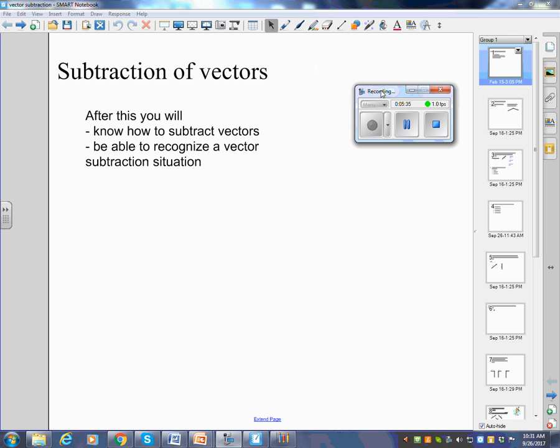Yeah, go quick. So let's talk vector subtraction. After this, you're going to know how to subtract vectors, and even more important, how to recognize a vector subtraction question, because that is the classic grade 11 physics student question. How do I know when to subtract? I don't get it. I'm going to tell you.